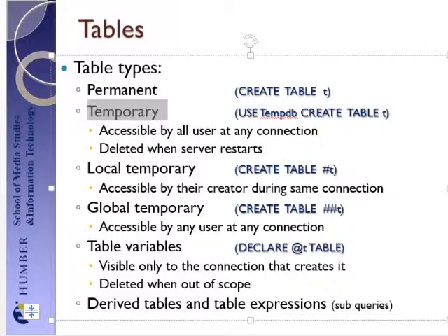These are tables that are created in TempDB database and last for the duration of the session. They are accessible by all users at any connection. Local and global temporary tables are accessible at one or many connections and are removed when the connection is closed. Table variables are in-memory tables that, like any other variables, are lost when they go out of scope. Derived tables and table expressions are subqueries, which are used like any other tables.